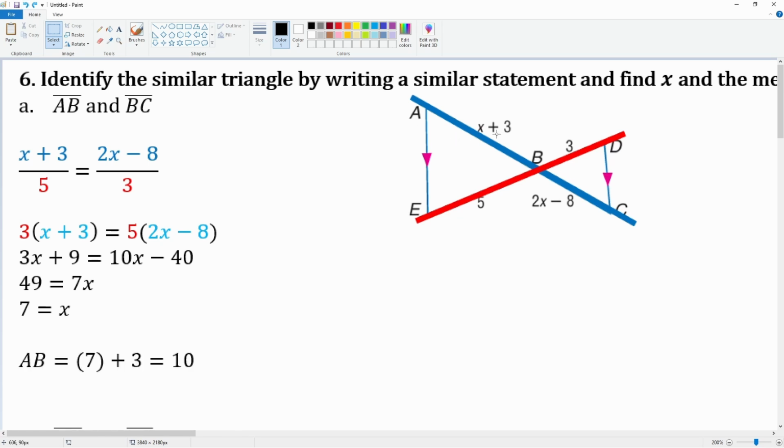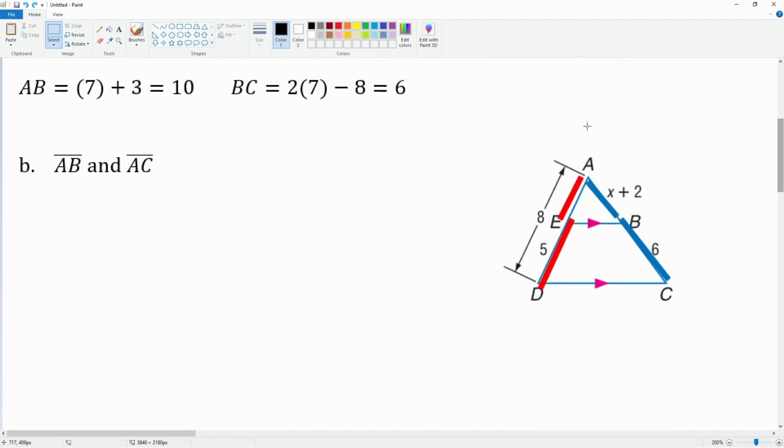AB is defined as x plus 3, so just plug in that 7. You get 10. BC is 2x minus 8, so plug in the x as 7, so it's 2 times 7 minus 8. That gets you 6.